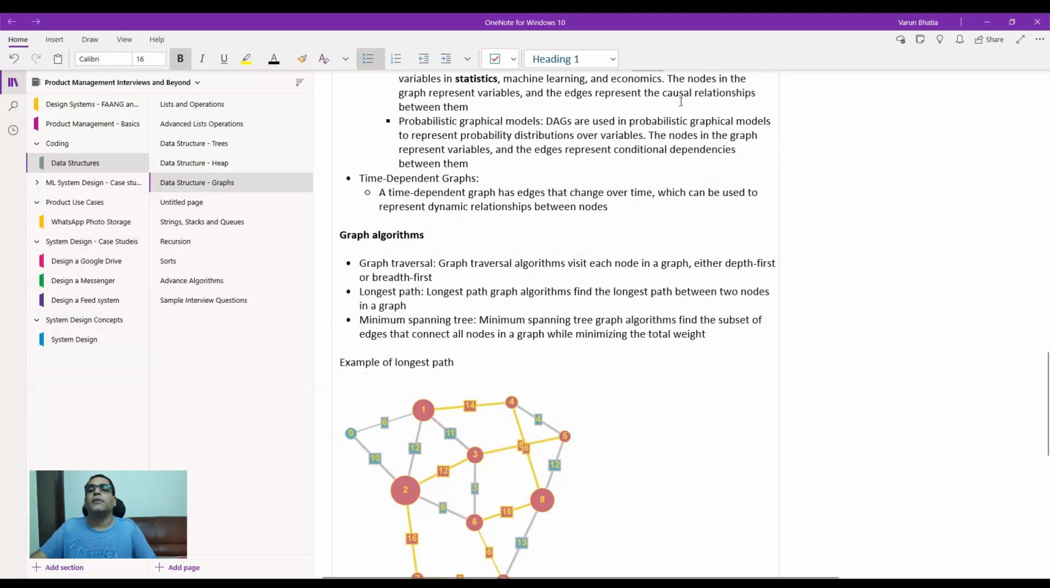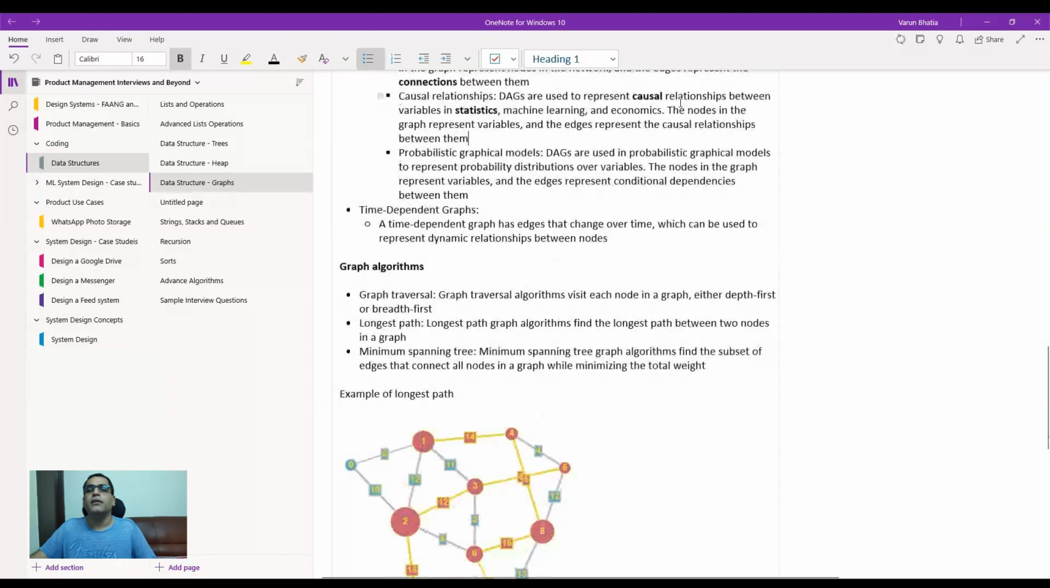So a causal relationship is basically defining what has led to what, correct? The cause and effect, basically. So nodes represent variables and the edges represent the causal relationship, correct? So where is it used? I think in statistics, for example, temperatures in different cities, or temperature and the outcome of the weather, could be modeled using causal relationships.